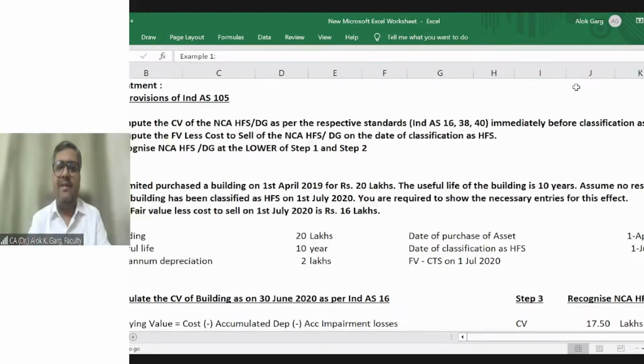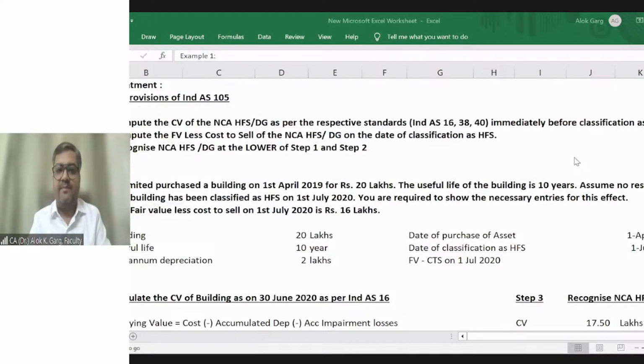I hope this accounting entry, this case study, this question, this classification as non-current asset held for sale is clear to every one of you. Is that clear, friends? Very good. So we have already covered examples and questions on this particular aspect.